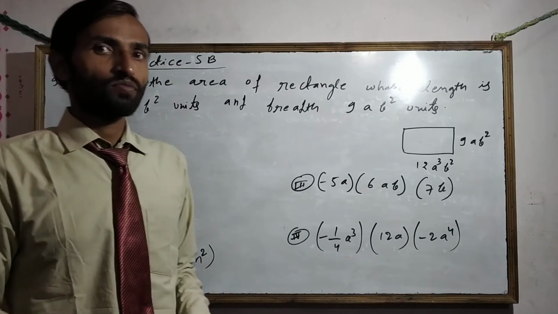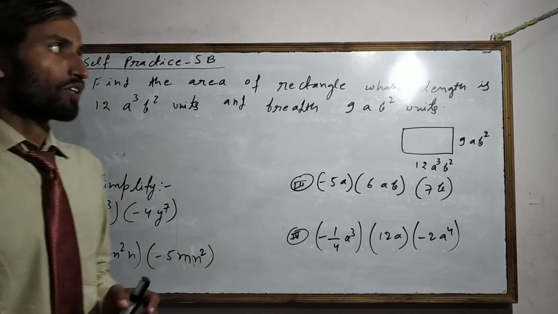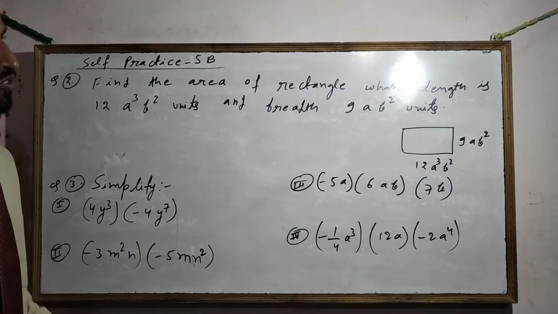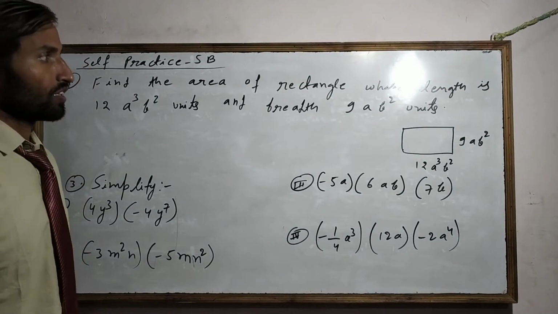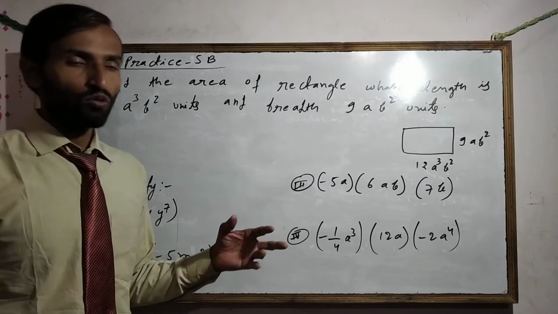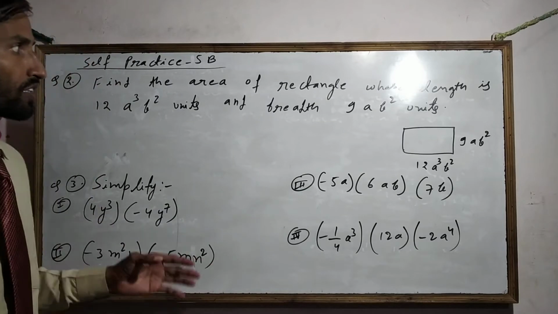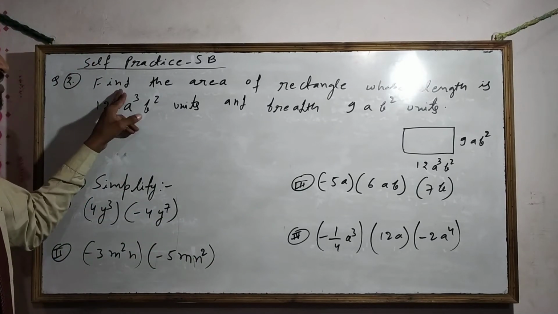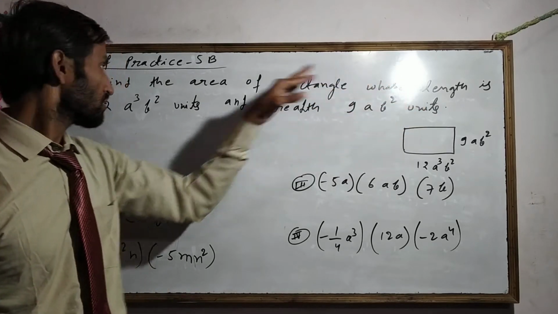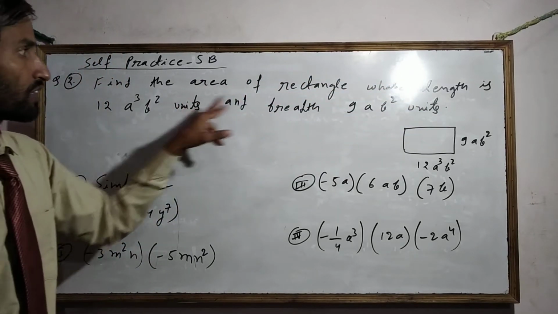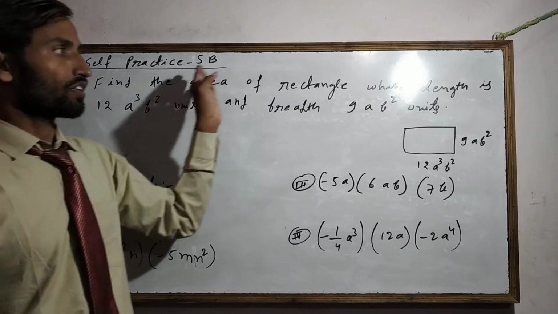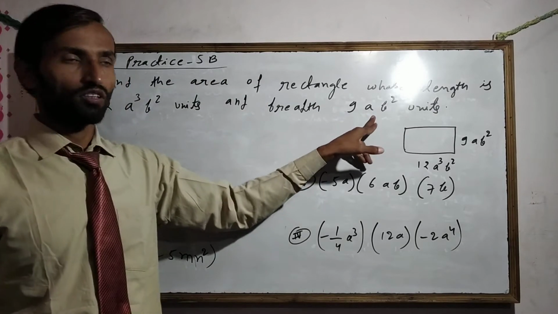Hello students. Last class I explained question number one, that is multiplication of monomial to monomial. Now again here also multiplication of monomial to monomial, but an application based question is given. Just you see here, find the area of the rectangle whose length is given in variables and breadth is also given in variables only.